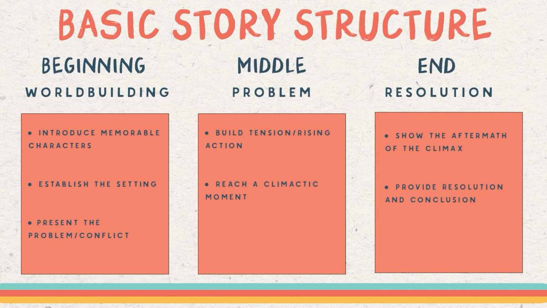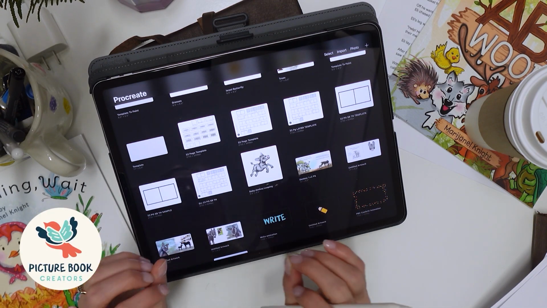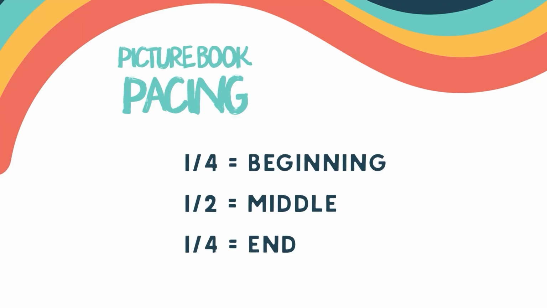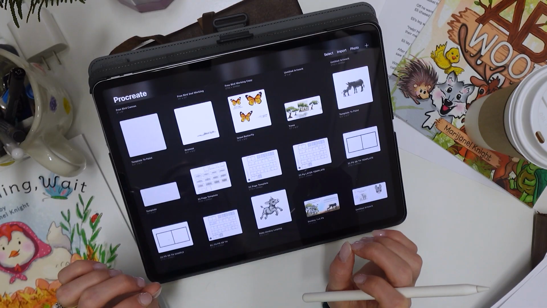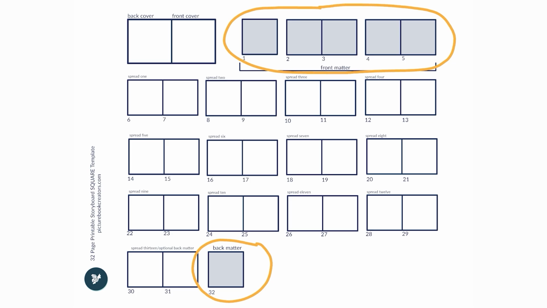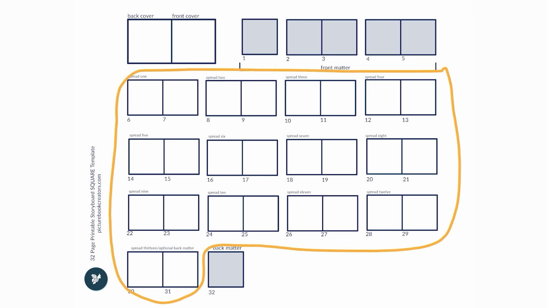So I work with a general rule of thumb of how I divide up the pacing of a picture book. I give 1/4 of the book pages to the beginning, 1/2 of the book pages to the middle, and 1/4 of the book pages to the end. But we need to bear in mind that in a 32-page picture book, there's going to be front matter and back matter that need to be subtracted from the pages. So you're left with about 26 to 28 pages, and you're going to have to account for where the front matter and back matter fall.